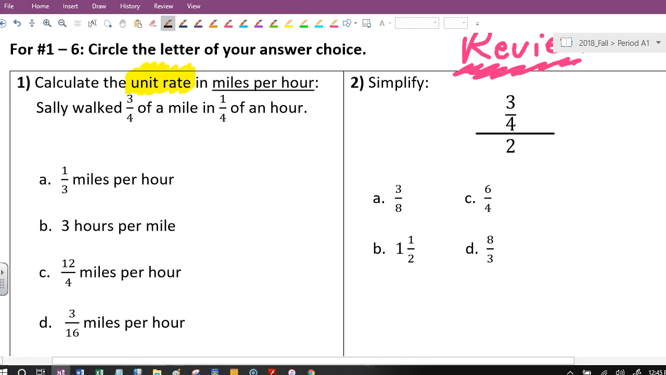Okay, how do we do it? Okay, 3/4 times 4/1 because we're dividing. Okay, but let's write it first as division. So divided by 1/4. And then we're gonna flip. Now why is it division? Because we're finding the unit rate. Unit rate. I want to see everyone writing.